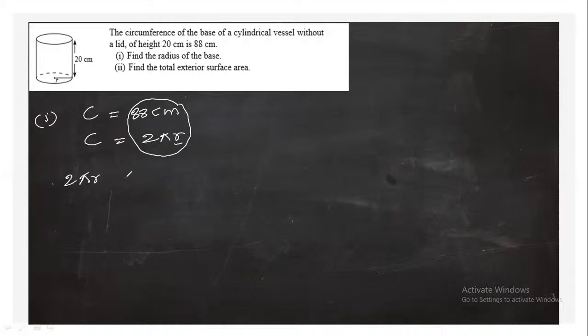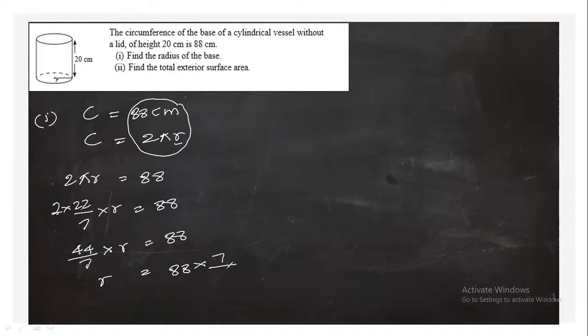2 pi r equals 88. Then 2 into 22 over 7 into r equals 88. 2 times 22, 44 over 7 into radius equals 88. Radius equals 88 into 7 over 44. Because when we are taking to the other side, 44 is going down and 7 up. Cancel out. 2 times 7, that is 14 centimeter. 14 centimeter.